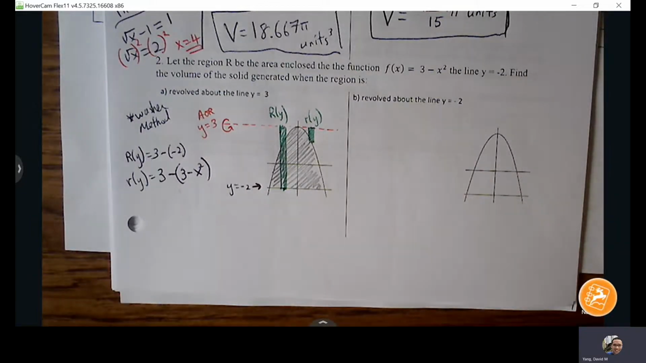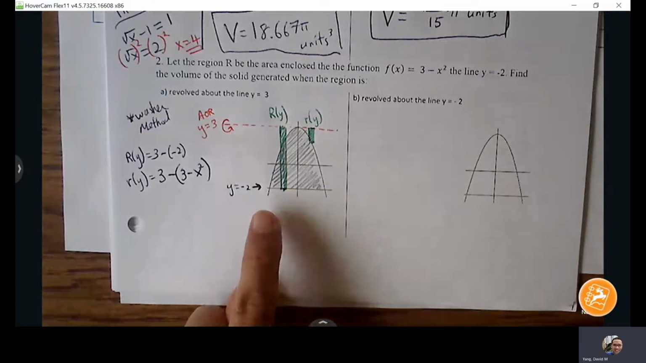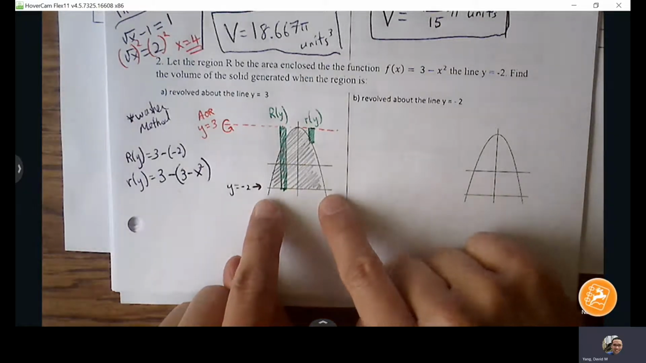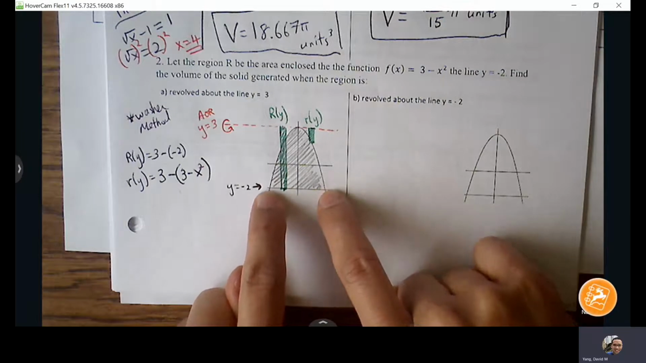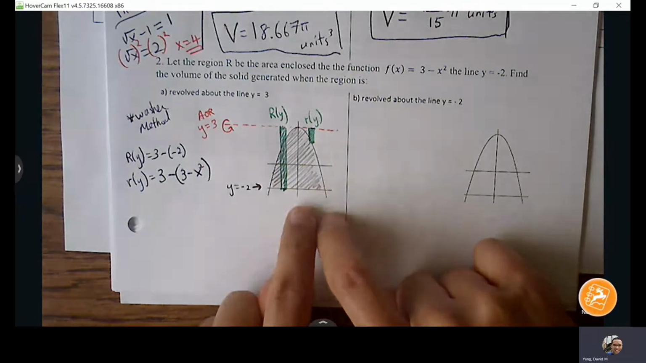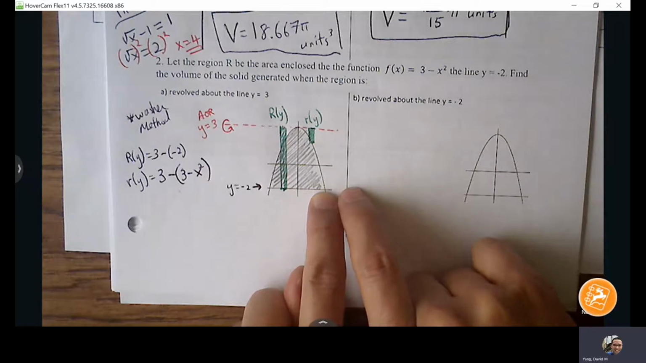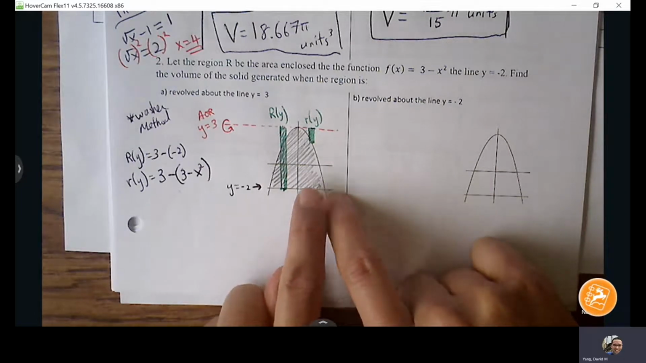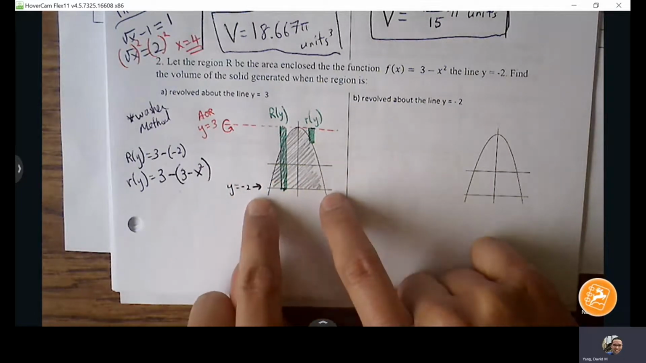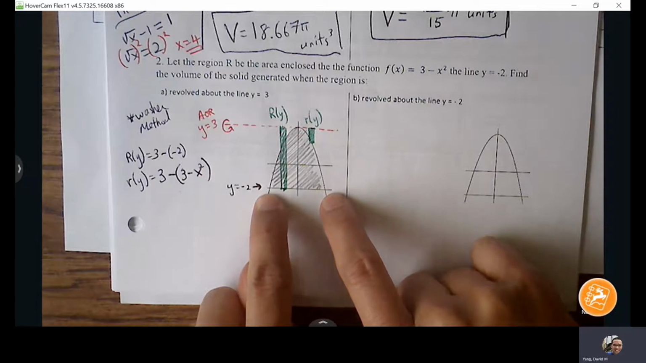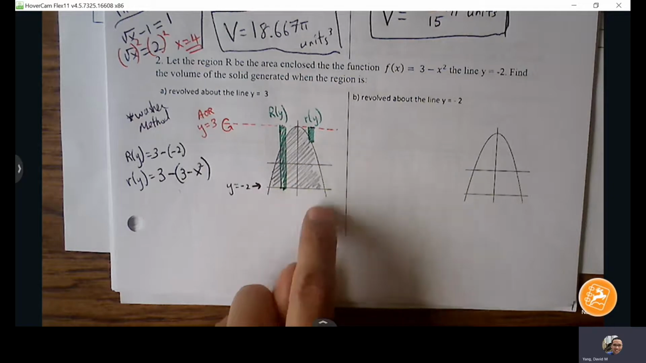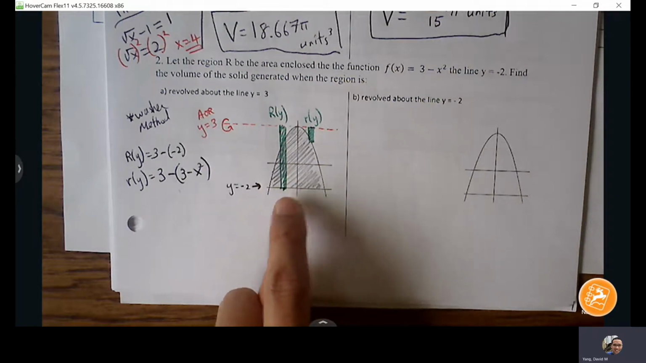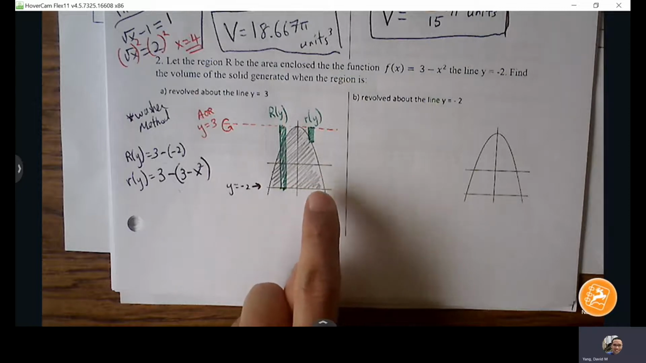You can also use numSolve, but if you use numSolve in your scientific calculator, you're going to have to give it two starting points so that it can find both of them separately. Because if you give it a starting point, it's only going to look for the closer one. So you need to go through it twice and find those two intersecting points. You can also use your graphing calculator and find the intersection between the graph and the line y equals negative 2.